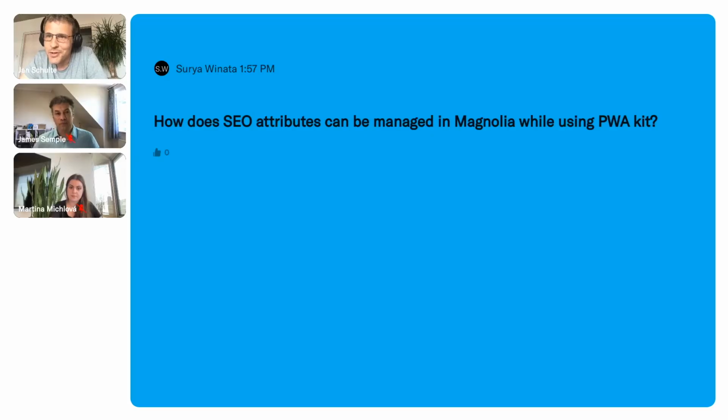Okay. How can SEO attributes be managed in Magnolia while using PWA Kit? That's a very good question. In the end, SEO attributes, what is that? Well, mainly content. And therefore, you can, based on your SEO strategy, just have a matching dialog. And in this dialog, you can then just look at your H1, meta title, canonicals, you name it. So all this stuff can be really managed in Magnolia and then used straight away in PWA Kit.